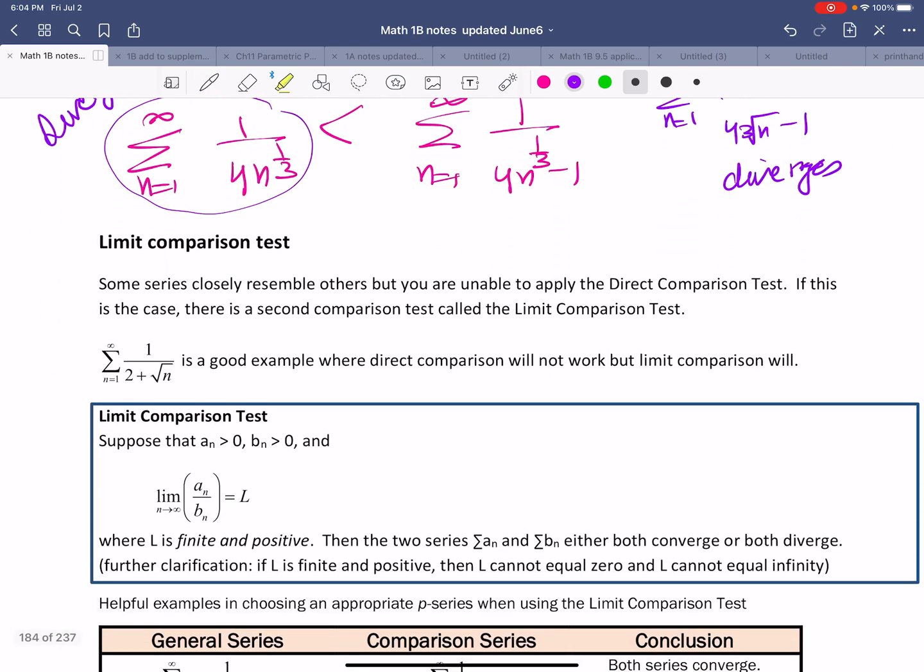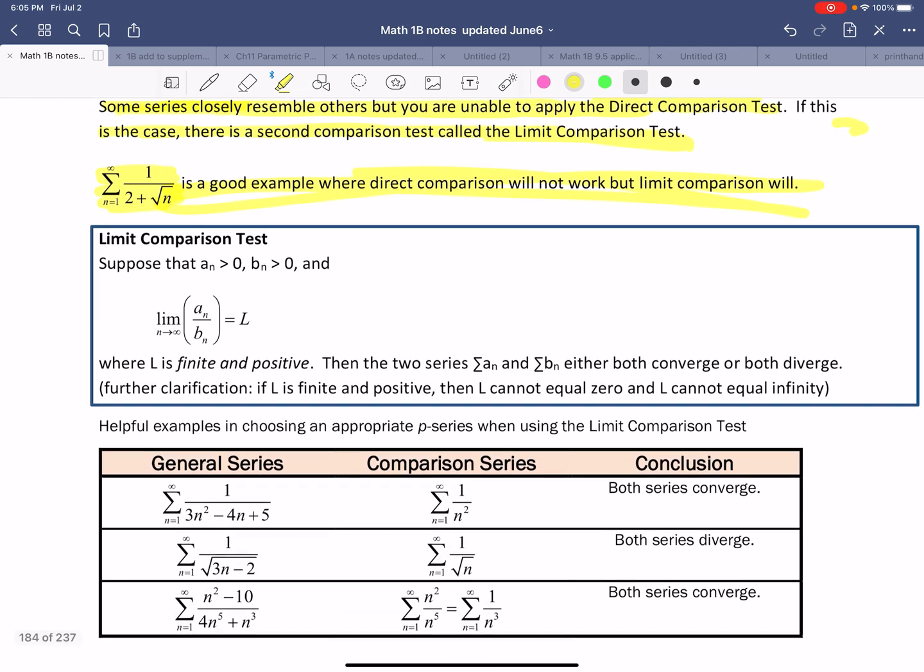I'm going to talk about the limit comparison test. The limit comparison test is usually easier to use than the direct comparison test. Sometimes the direct comparison test makes it harder to prove which series is bigger and which is smaller, so we would end up using the limit comparison test in this case. Some series closely resemble others, but you're unable to apply the direct comparison test. If that's the case, then there's a second comparison test called the limit comparison test. For example, here, where direct comparison will not work, but the limit comparison will work.